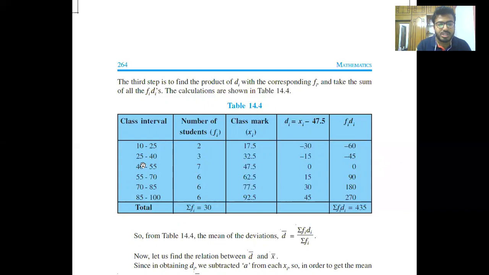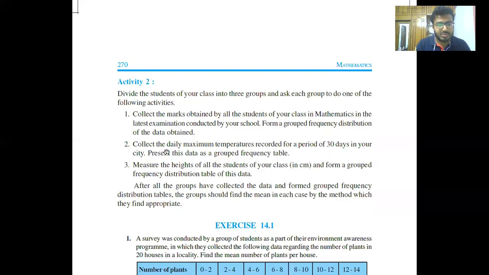L value is 40, F1 value is 7, F0 value is 3, and F2 value is 6. Remember this. And the class length 40 to 55, how much is it? 15. So the H value is 15. So remember, 40 is the L value, F1 value is 7, F0 value is 3, F2 value is 6, and the H value is 15.